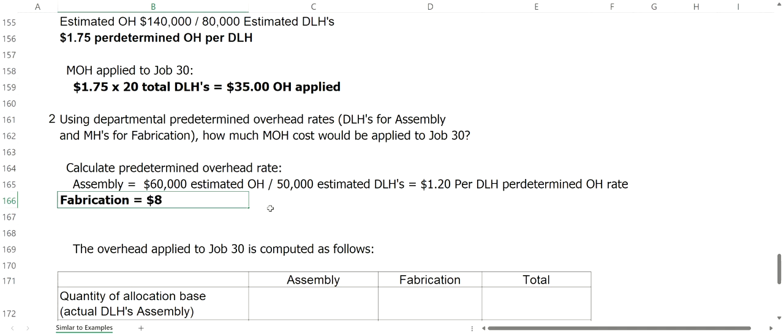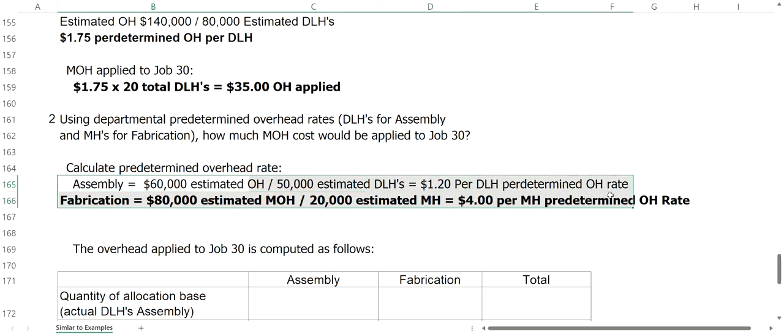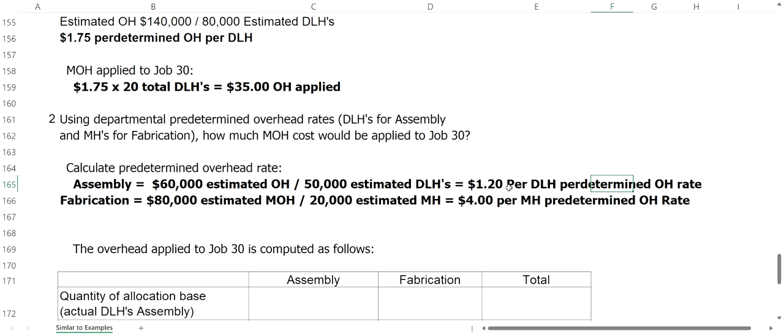Okay, $80,000 is the estimated manufacturing overhead, and I will divide it by the 20,000 estimated machine hours. So that gives me $4 per machine hour for my predetermined overhead rate. Okay, so I'll bold both of these. So I have my predetermined overhead rates of $1.20 per direct labor hour for assembly and $4 for fabrication.